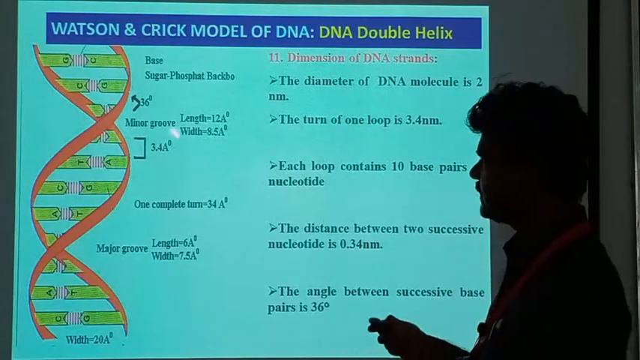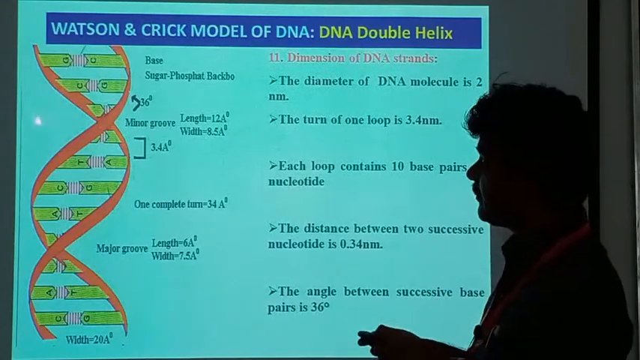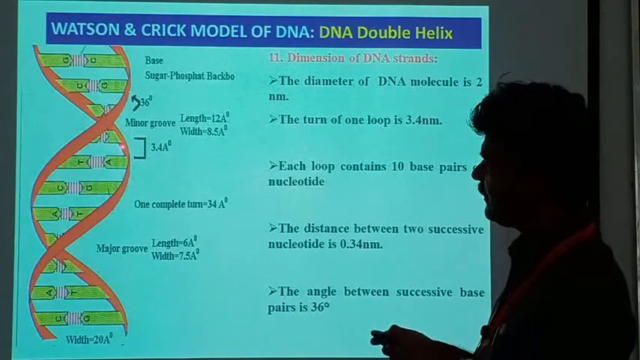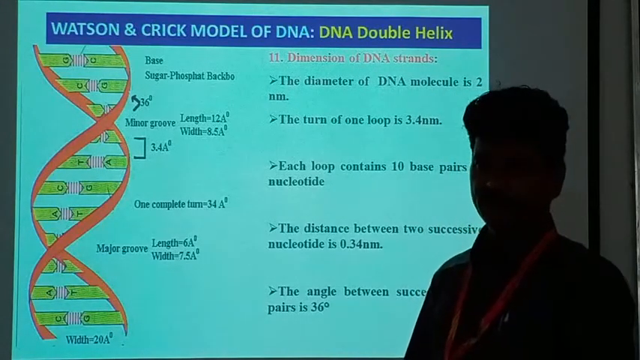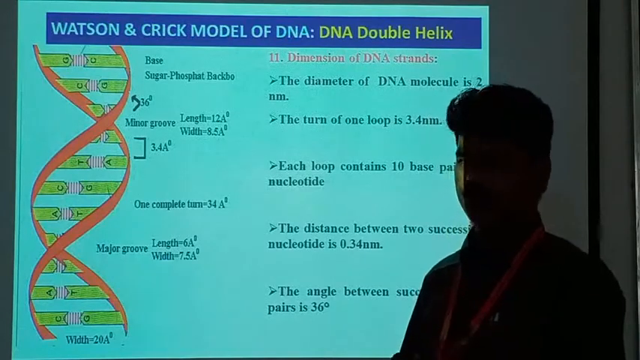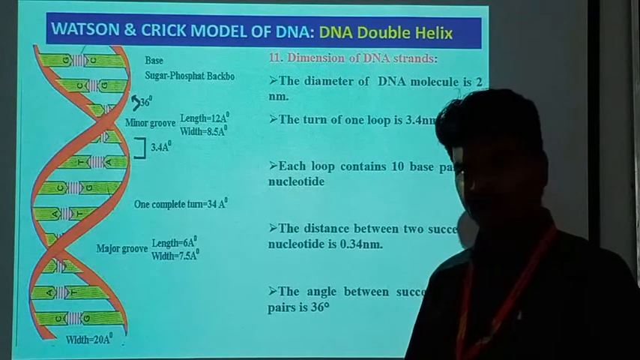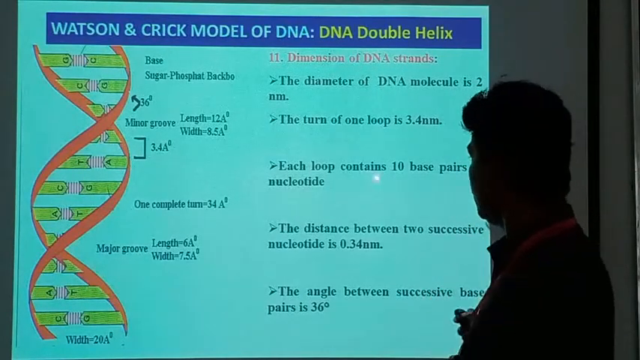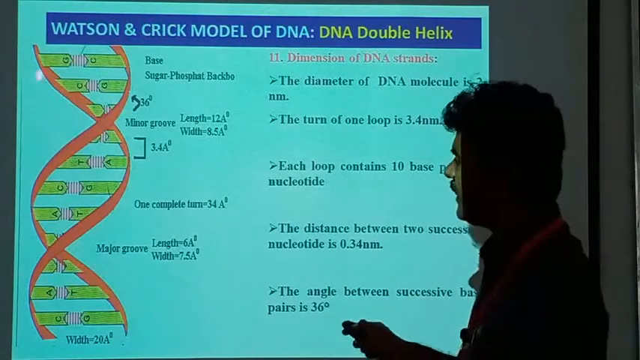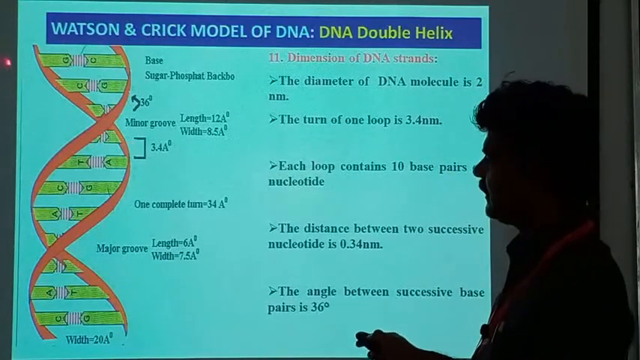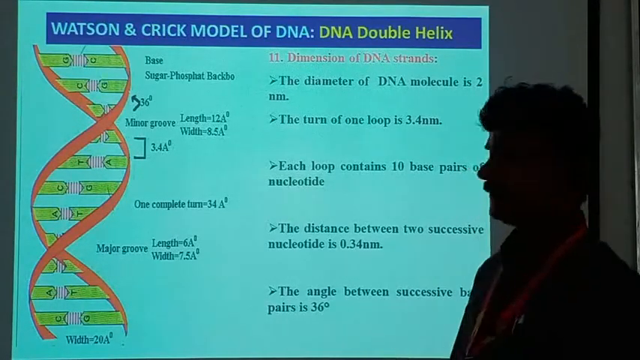Their pairing of the bases is fixed. Means if the base belongs to purine, it pairs with pyrimidine. And we know there are two purine bases, adenine and guanine. There are two pyrimidine bases, thymine and cytosine. So this loop contains 10 base pairs. These base pairs are purines and pyrimidines, and therefore A pairs with T, G pairs with C.